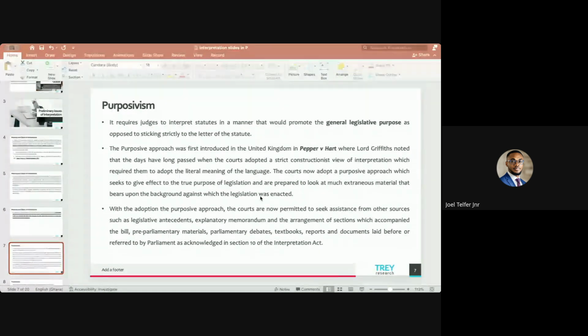So, can somebody please read Section 10 of the Interpretation Act? Section 10, Interpretation Act. Anybody, please. Section 10.